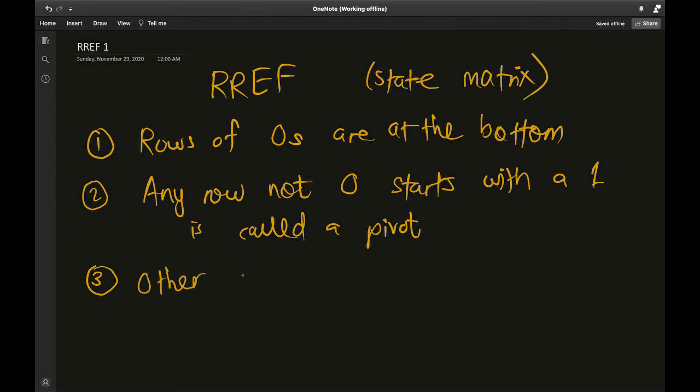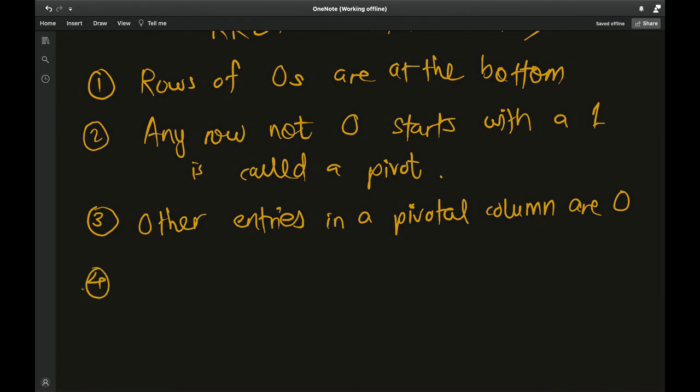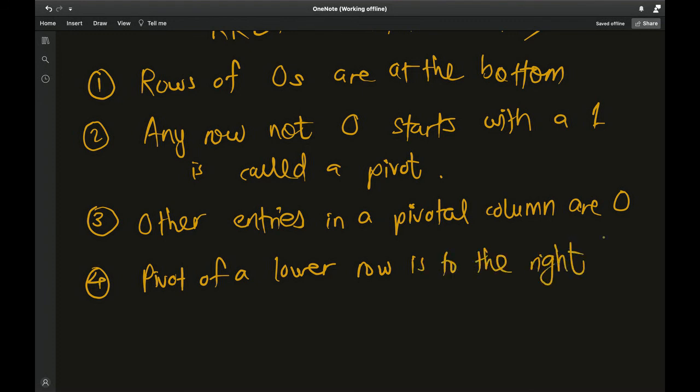So other entries in a pivotal column, basically the column that contains this pivot that we talked about, are 0. And a pivot of a lower row is to the right of the pivot of a higher row.